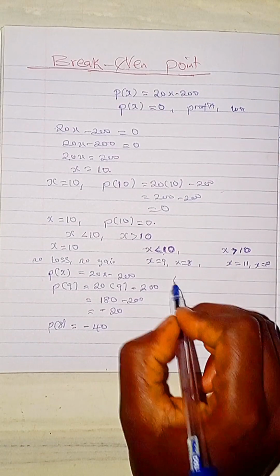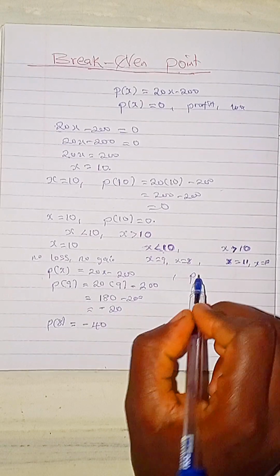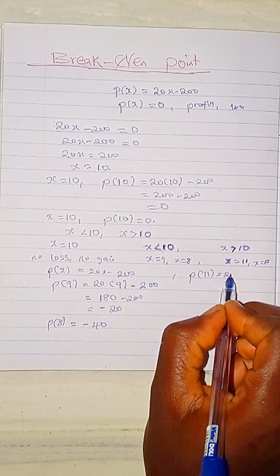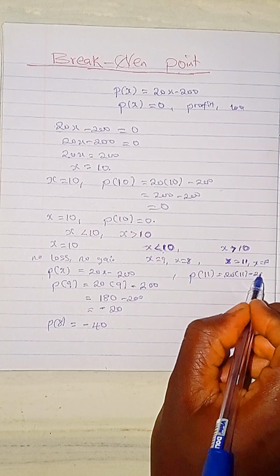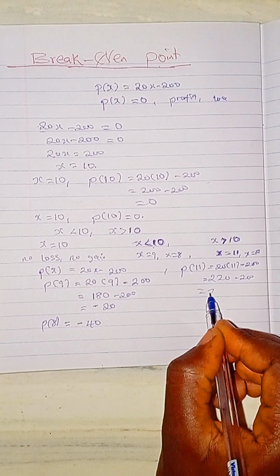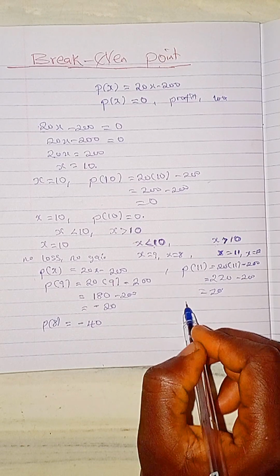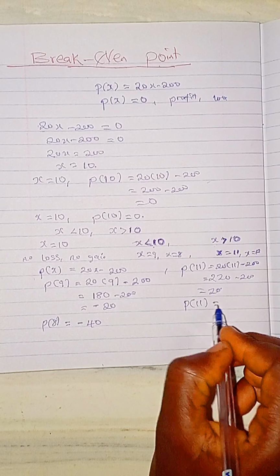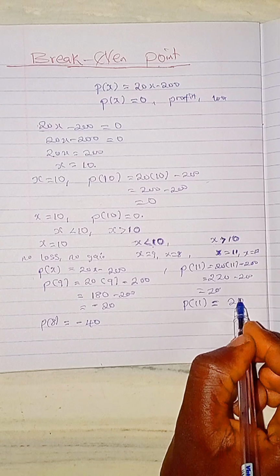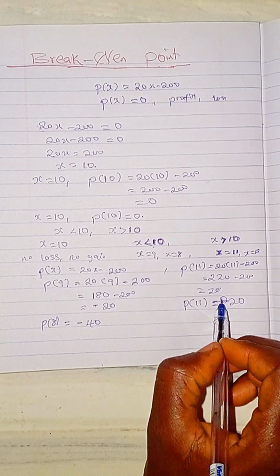When the man sells more than 10 pieces, say he sells 11 onions, P of 11 will be 20 multiplied by 11 minus 200. 220 minus 200, this is 20, which is bigger than 0. So when the man sells 11 pieces of onion, he will make a profit of 20 naira, if the money he is using is in naira.